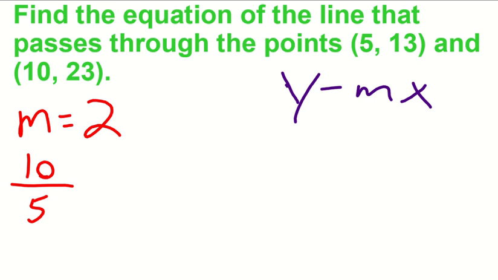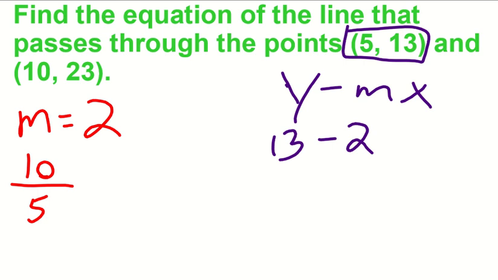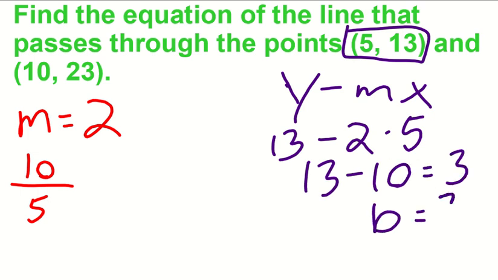Y'all, if they're all positive numbers, I would always use lower numbers, just because lower numbers are usually going to be easier to work with. So we use this one here. My y value is 13. My m, my slope, was 2. X value is 5. One of the things I've noticed on a couple of y'all's, when it's mx like that, that's m times x. We need a multiplication sign between those numbers, okay? So we multiply. What's 2 times 5? 10. So we got 13 minus 10, and that's 3. So our b is 3.